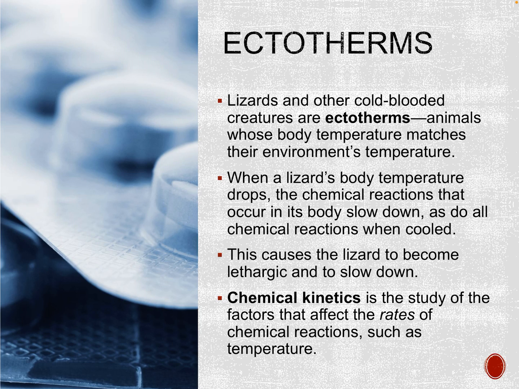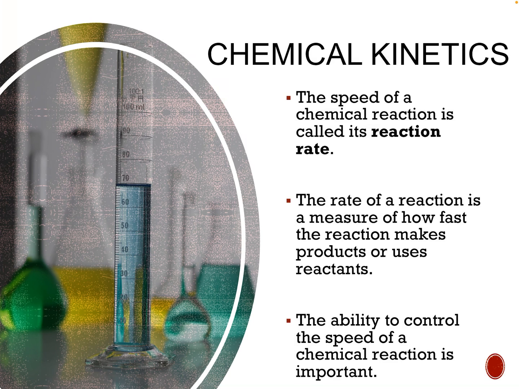So chemical kinetics is the study of factors that affect the rates of the reaction, right? Anything that's going to affect how fast or slow our reaction will go. One of these is temperature, but we are going to look at lots of different factors. So again, in chemical kinetics, we're looking at the speed of the reaction, and we call this the reaction rate. And the rate of the reaction is just how fast our reaction is going to make products or how fast it's going to use up its reactants.